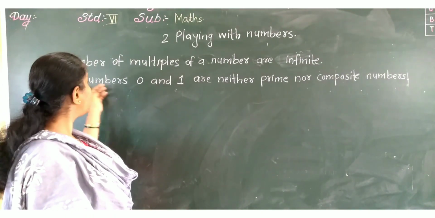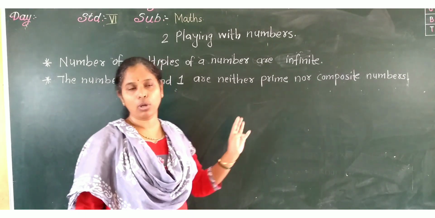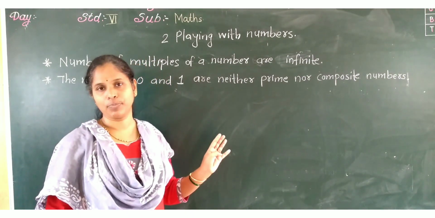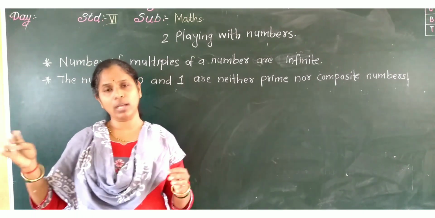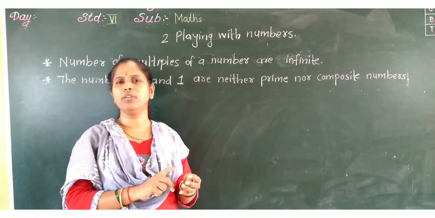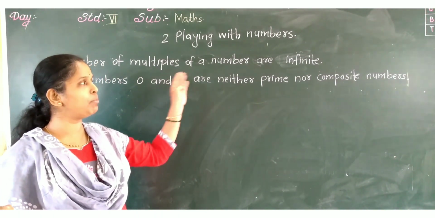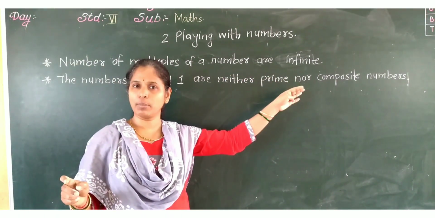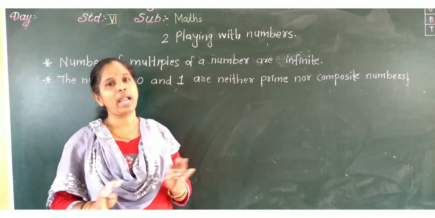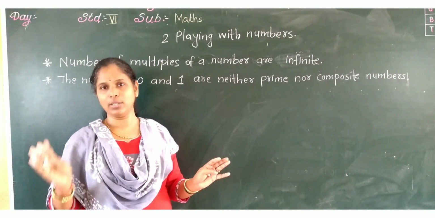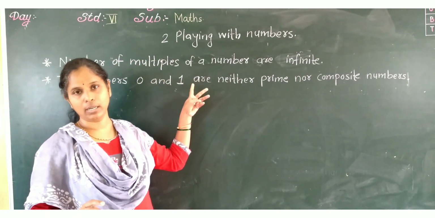Next, last is that the numbers 0 and 1 are neither prime nor composite numbers. See, all other numbers than 0 and 1, like 2, 3, 4, 5, 6, 7, 8, 9, we can divide into prime numbers or composite numbers. But 0 and 1 are neither prime nor composite numbers. Follow? These two more points we learned now.